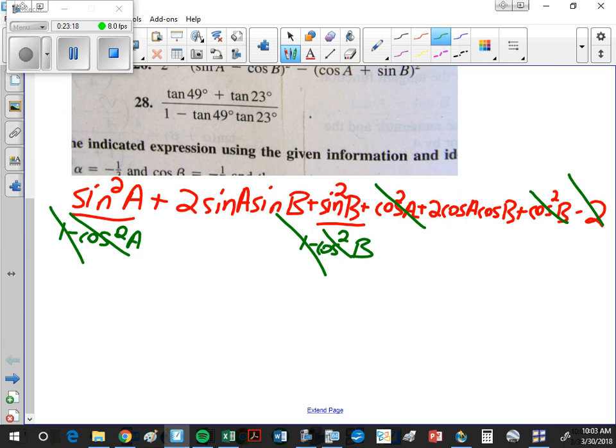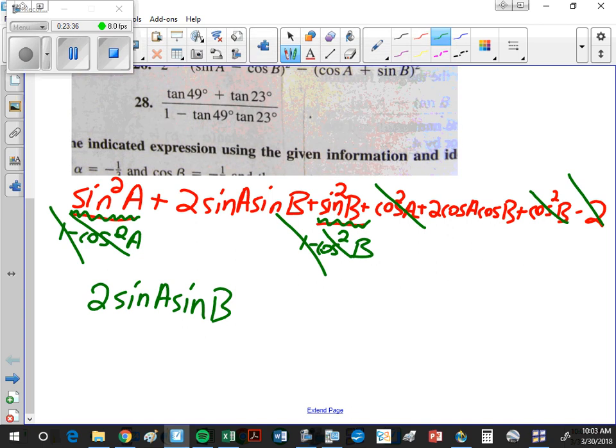Now I'm left with 2 sine A sine B. They're not divided. They're just converted. This is not a division line. It was an underline. I just took sine squared and turned it into 1 minus cosine squared. So 2 sine A sine B plus 2 cosine A cosine B. That almost looks like the cosine formula. There's no square. The squares are gone.